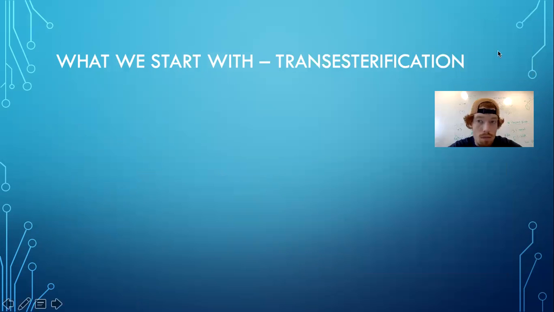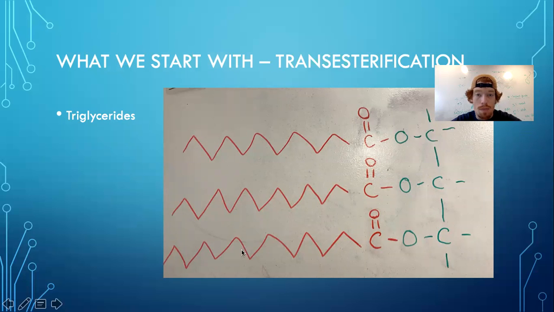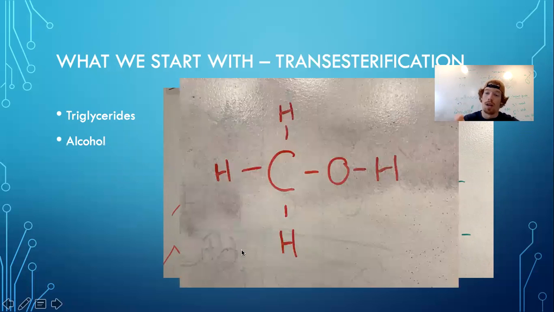Okay, so what we start with in transesterification. We start with triglycerides, which I showed you, alcohol, like that, and our catalyst, sodium hydroxide.